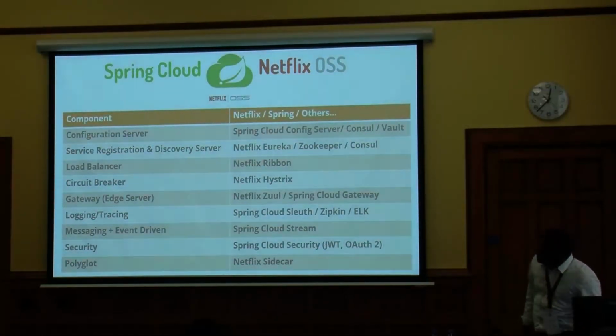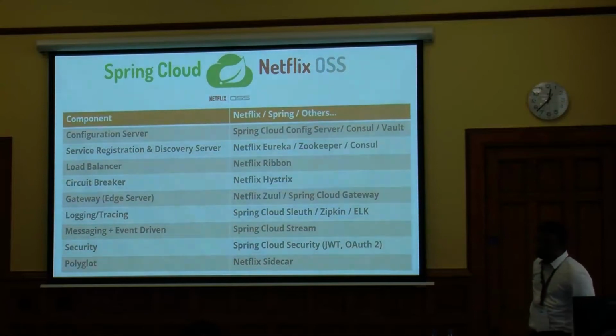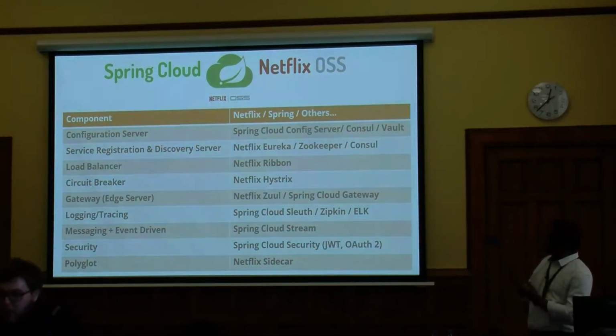So we are going to cover these things mostly. This is the mapping between Spring Cloud and Netflix, or the libraries and components that we are going to use. The left side shows the components you will need to develop microservices. On the right side you will see the Netflix library, the Spring library, or anything else.